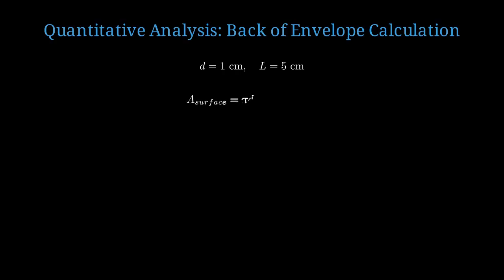Let's do a back-of-the-envelope calculation to estimate the mass transfer rates. Consider a French fry, approximately 1 centimeter in diameter and 5 centimeters long. Diameter equals 1 centimeter, length equals 5 centimeters. Surface area equals pi times diameter times length, approximately 15.7 square centimeters.